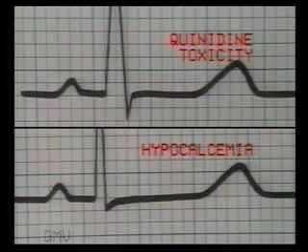Note again that in quinidine toxicity, the QRS is widened and ST segment is also prolonged, while in hypocalcemia, only the ST segment is prolonged. The QRS complex is normal.